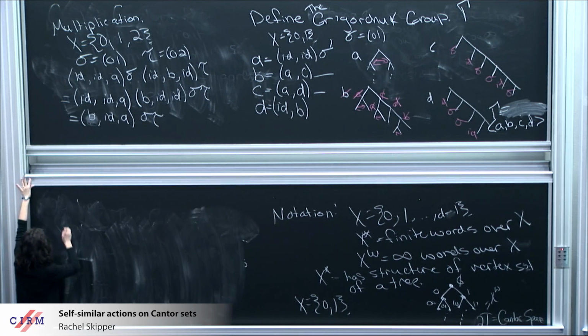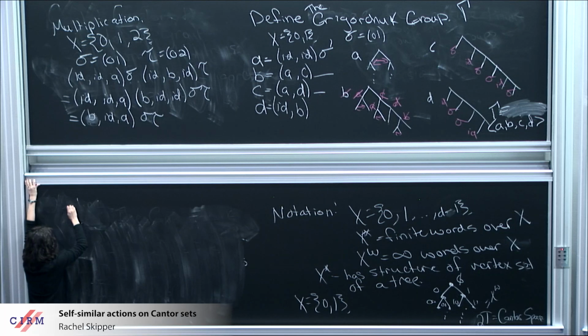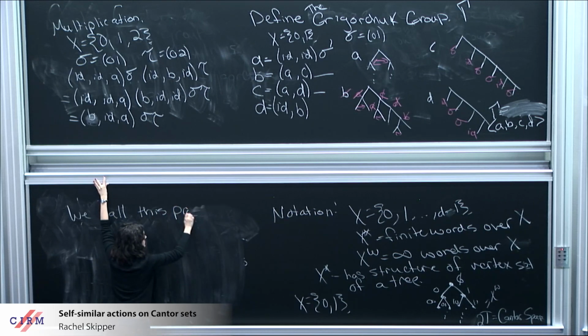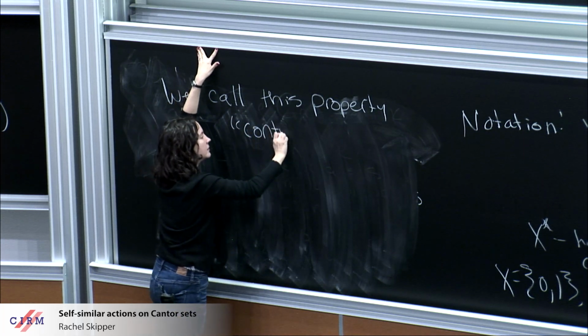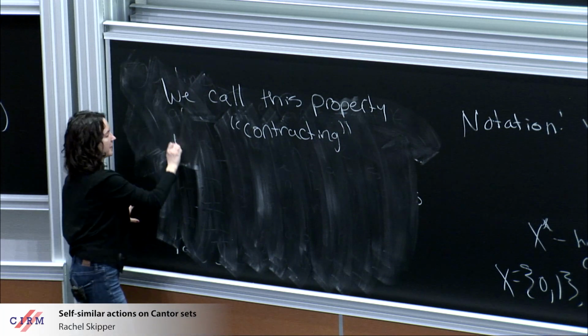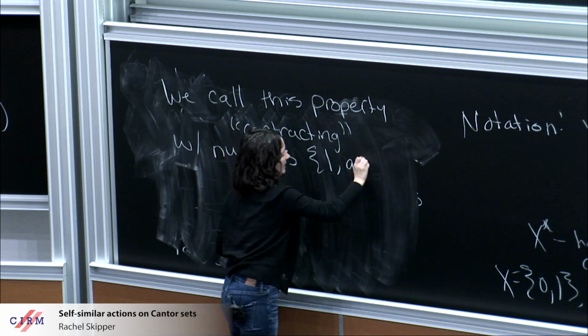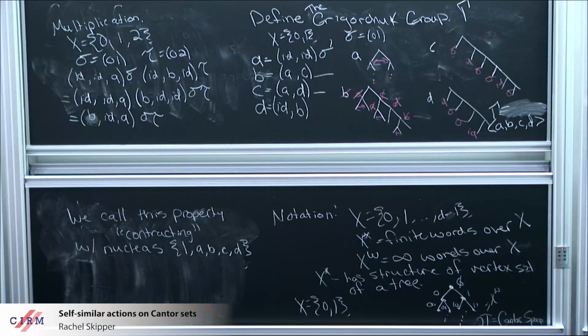All right, so this property, I'm not going to give a formal definition, just the name here, really. We call this property contracting. All right, so we say gamma is a contracting group with nucleus given by 1, A, B, C, and D. Because if you iterate this procedure and you keep iterating the wreath product, we eventually get down to just single letter things. Yeah.